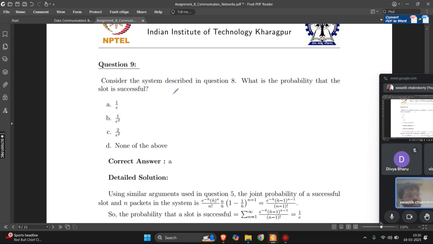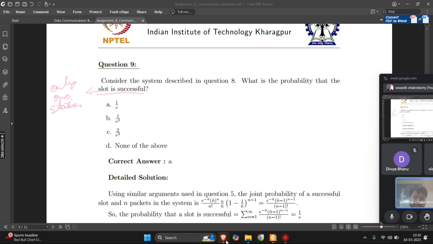Now we have to consider the opposite case, that is the slot is successful. What is the probability that the slot is successful? What does the slot being successful mean? Slot successful means only one packet transmission is sent. So there can be three possible outcomes of a particular slot. One is idle, no user sends a packet.